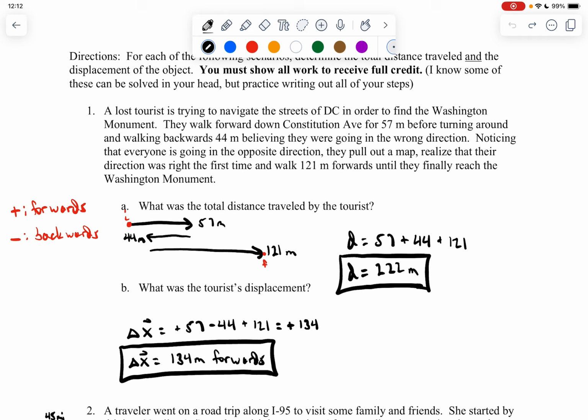Now, because this answer we just got here was a positive number, that's giving us information about our direction. Because we have a positive direction, that just means we've gone forward from our starting point. So when we describe our overall displacement, we can either say it's 134 meters forwards, or we can say it's 134 meters in the positive direction. Both of them would be valid answers for us.